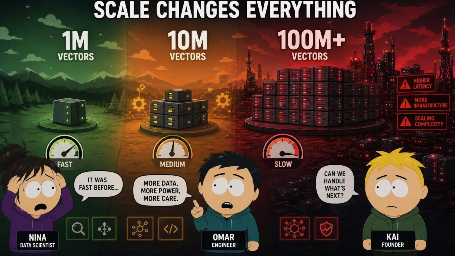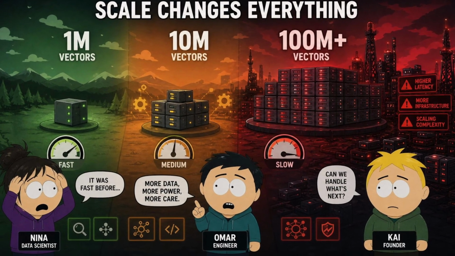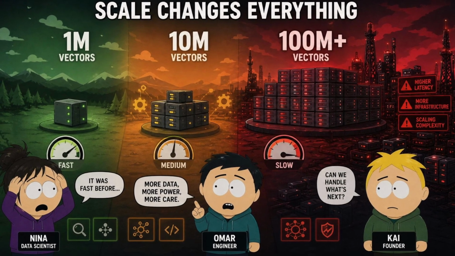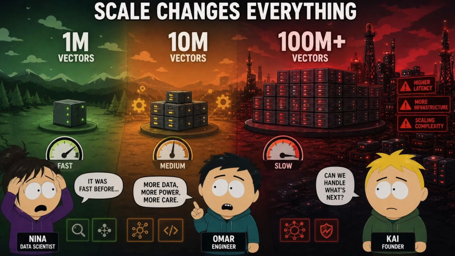At 100 million vectors and above, you need serious infrastructure, often distributed systems or highly optimized engines. The main idea here is that you have to think about scale in the early stages, because it is much harder to migrate later.